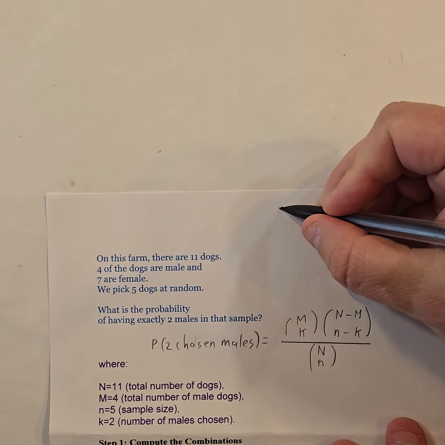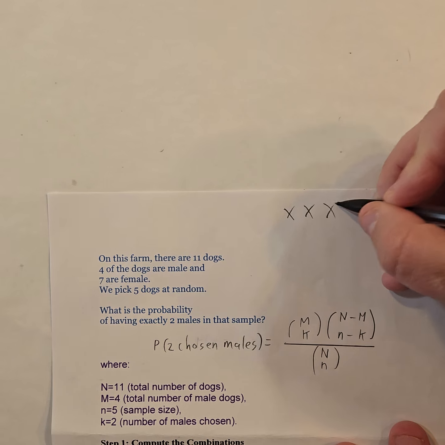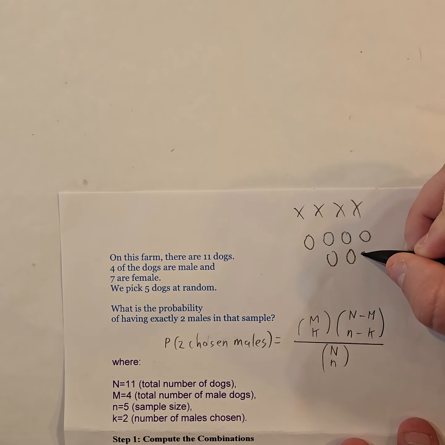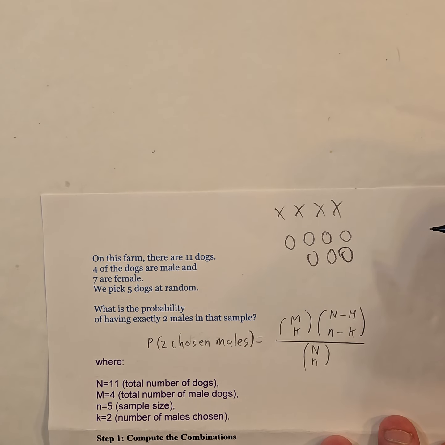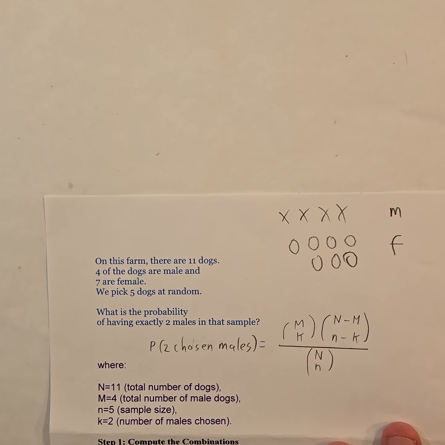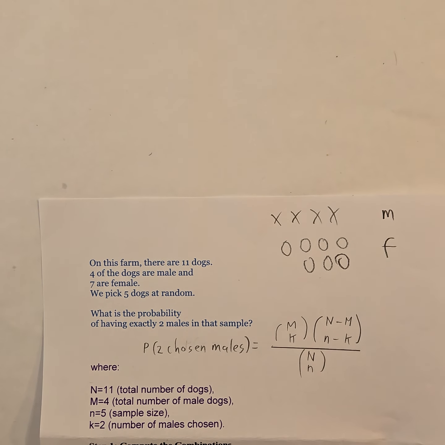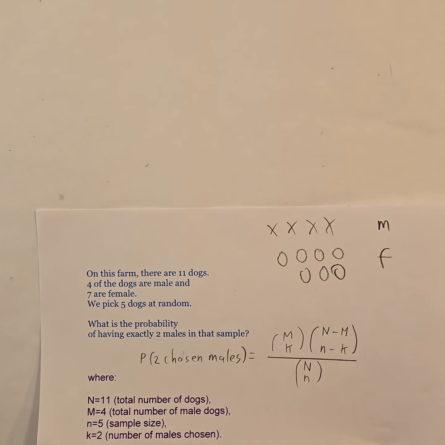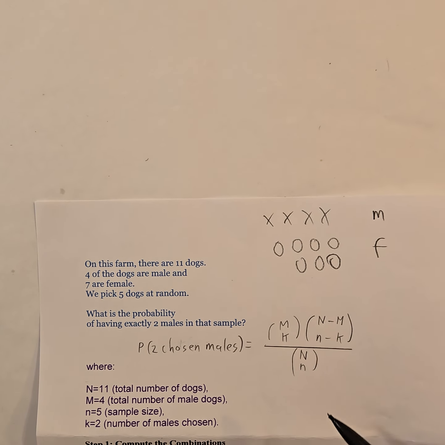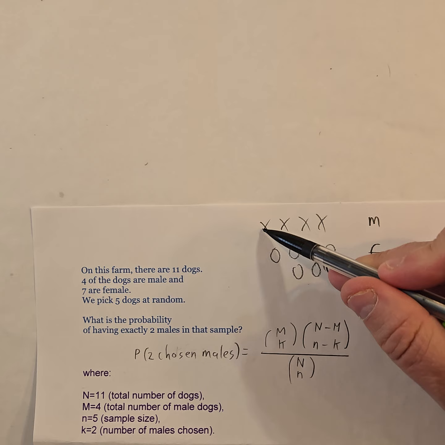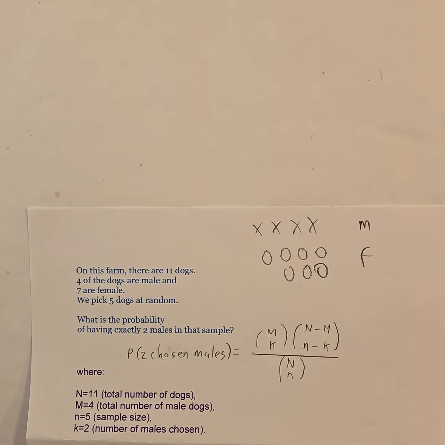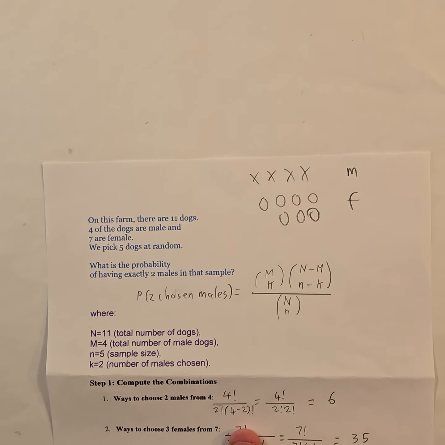There's 11 dogs, of which 4 are male and 7 are female. We're going to pick 5. What's the probability of exactly 2 males? And once again, first of all, we're going to take 2 from that group of 4. That's 4 choose 2.